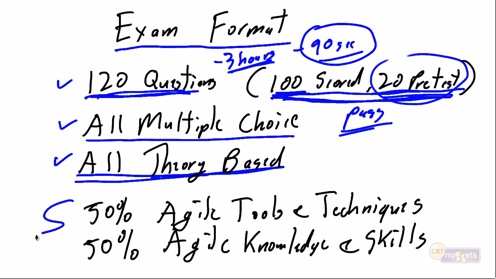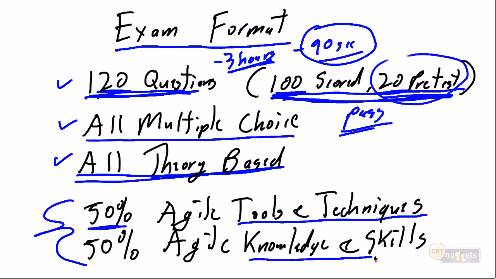And how are these questions distributed? How are they defined? PMI have said approximately 50% of all of the questions, so approximately 60 of your 120 questions, are going to be questions around Agile tools and techniques, and the other 50%, the other 60 of your questions, are going to be around Agile knowledge and skills. So you're going to say, well, what's a tool and technique? What's a knowledge and skills? Don't worry about it. That's what this Nugget series is going to review.